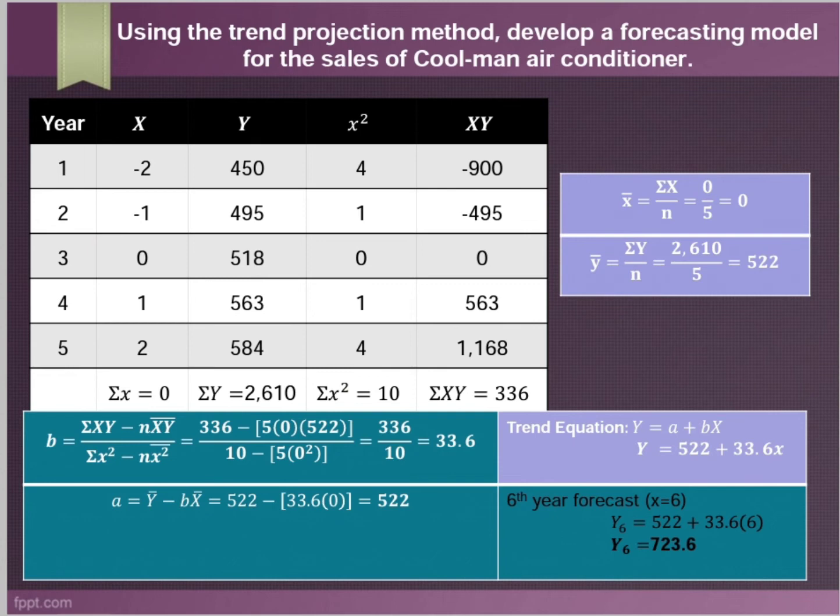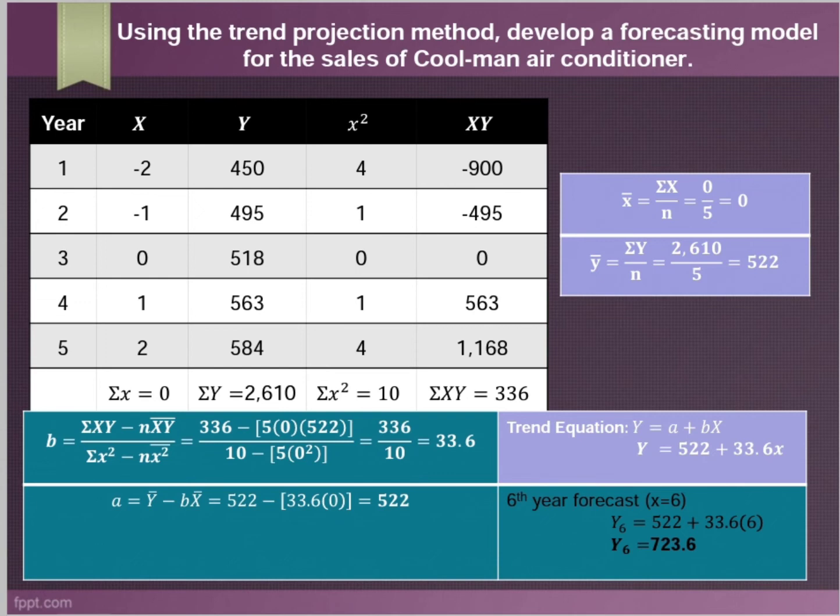So the third year is 0, the second year is -1, the first year is -2, the fourth year +1, and the fifth year +2. That would give us the summation of x equals 0. On the third column, y, that is the sales which is given in the problem. In the first year 450, second year 495, 518, 563, and 584 on the fifth year.